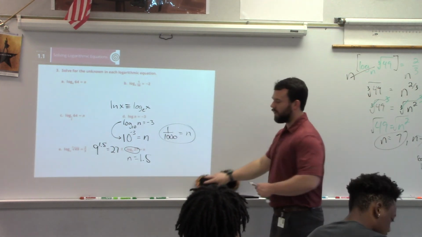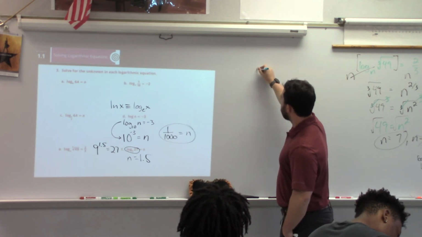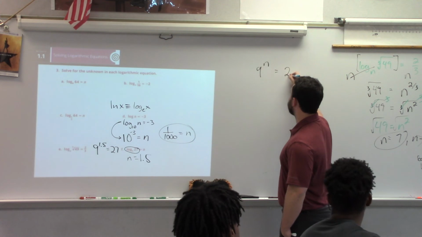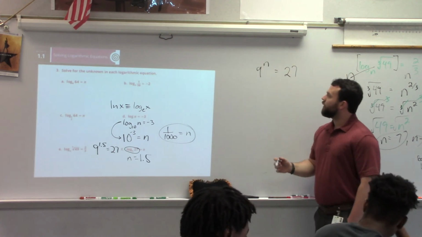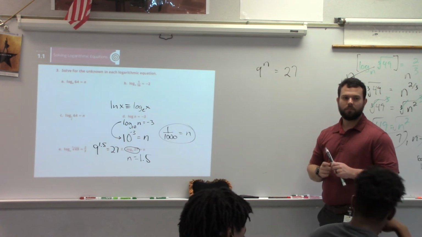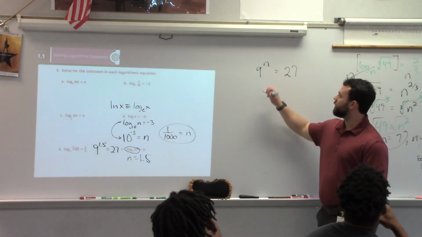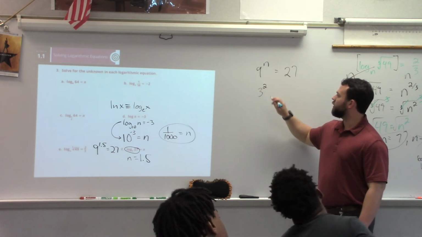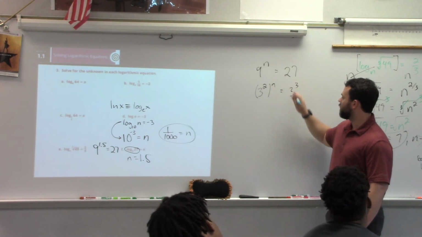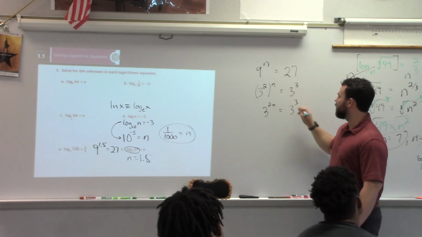You could have worked this out without just using the calculator. This would show me greater levels of understanding. And Preston and Caleb hinted at this, right? 9 to the n is equal to 27. Can you rewrite 9 and 27 so they have the same base? Like a base raised to a power? 9 is 3 squared. 27 is 3 to the third. So 3 to the 2n is equal to 3 to the third.